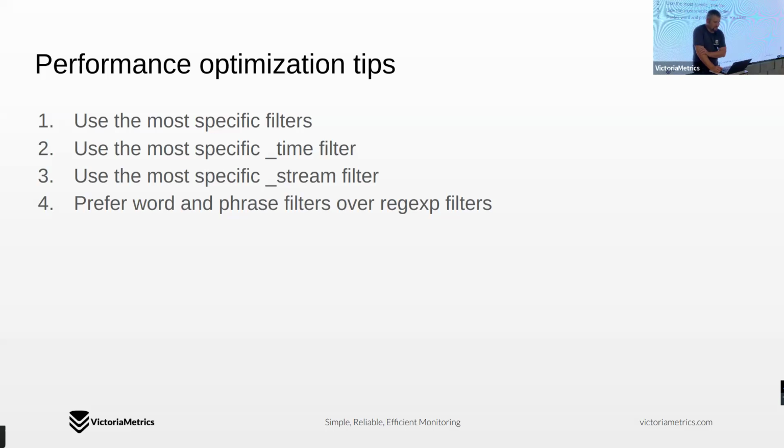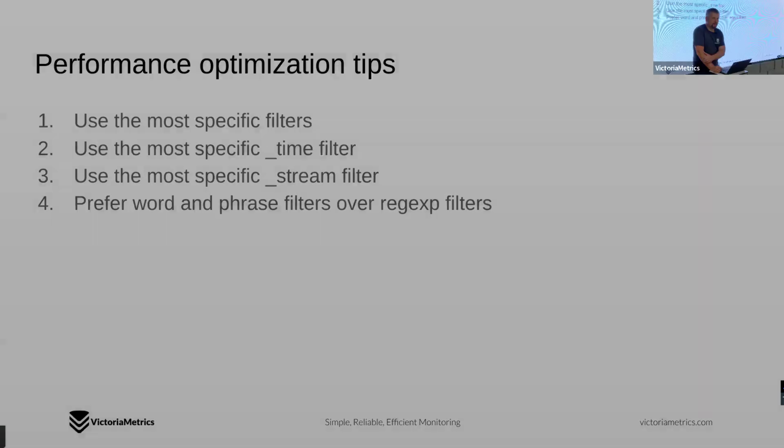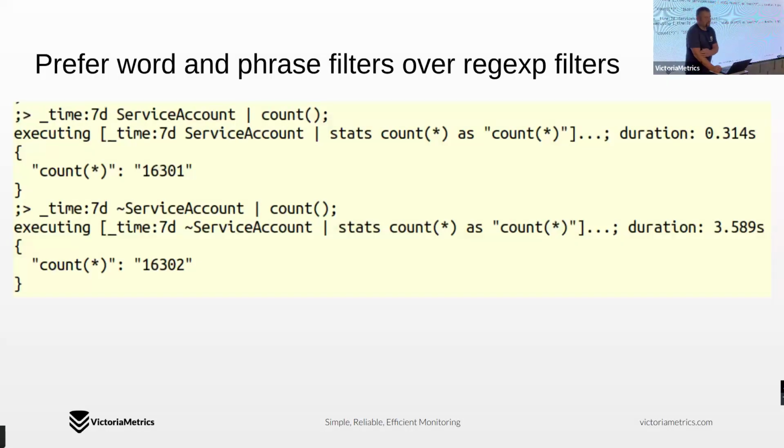The next optimization tip is to prefer word and phrase filters instead of regex filters wherever you can, because word and phrase filters are usually much faster, because they can take advantage of Bloom filters. In this case, you can see that the regular query over 7 days is executed in 300 milliseconds. And the same query with the regex filter, this tilde in front of some word or phrase means that this word or phrase is a regex match, is executed more than 10 times slower. And the results are almost the same, because these queries are executed online, and probably some service account log messages fit here.